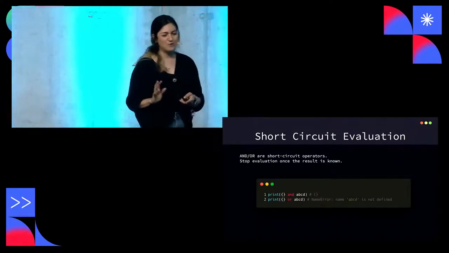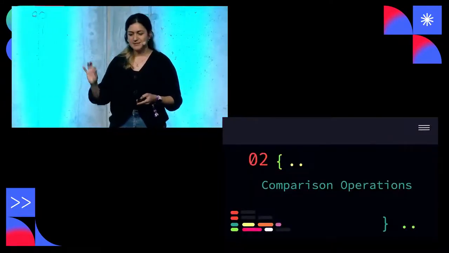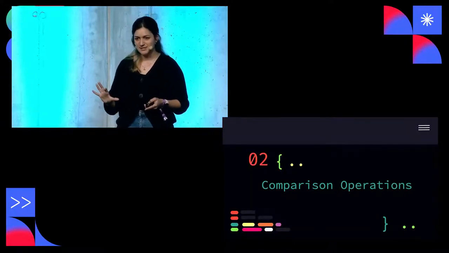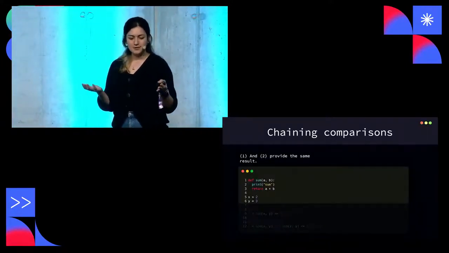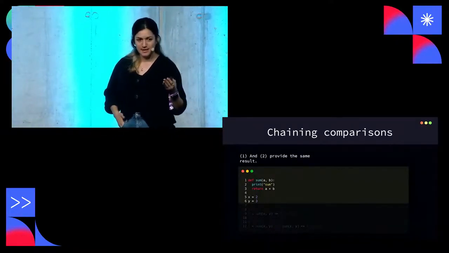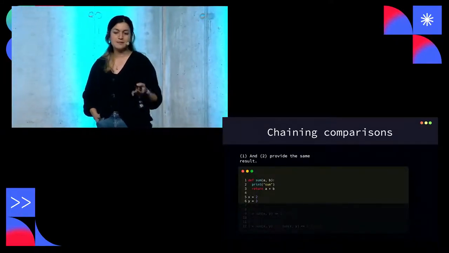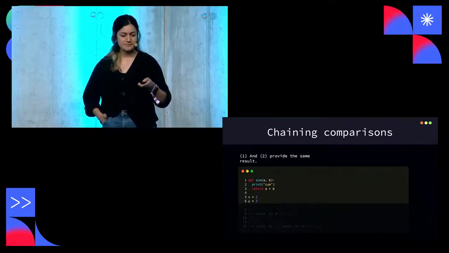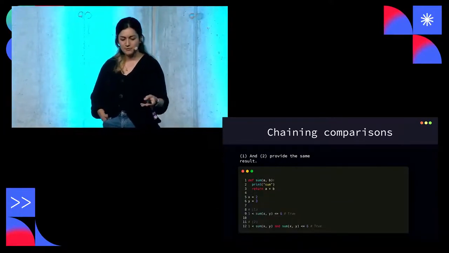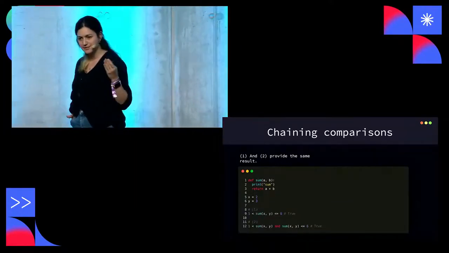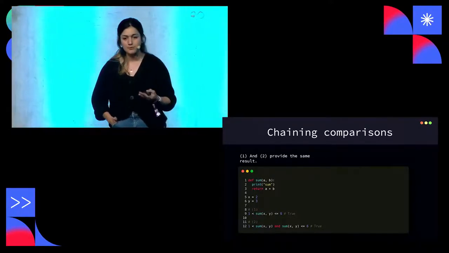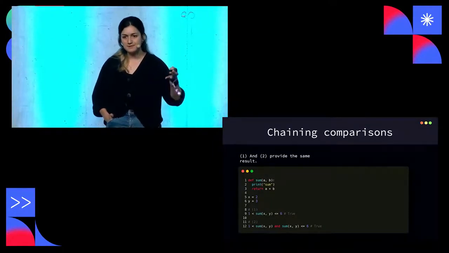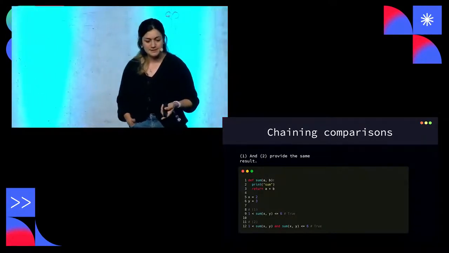OK, so we have Boolean operators, and we have comparison operations. In comparison operations, we have chaining. Here you see a function sum_ab that prints sum and returns a plus b. Example 1 is a chained comparison, example 2 is not. Both of them return true. But there is a difference between them, and the difference is the side effect.